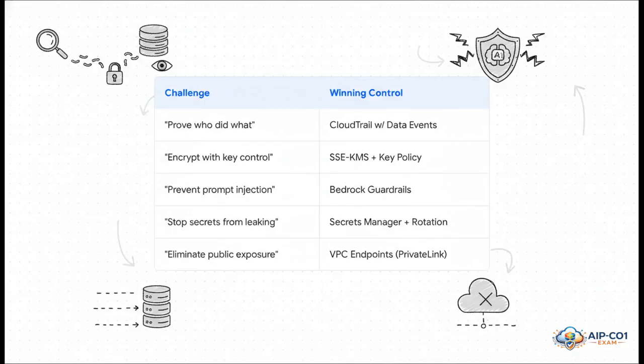You can think of this slide as your security playbook. Seriously, it's a cheat sheet. If you've got a challenge, here's the AWS control that wins. You need to prove who did what? That's CloudTrail. You need to encrypt everything and control the keys? That's KMS. Worried about prompt injection? Bedrock guardrails. Trying to stop secrets from leaking? Secrets Manager. For every major security challenge, there is a specific control designed to solve it.